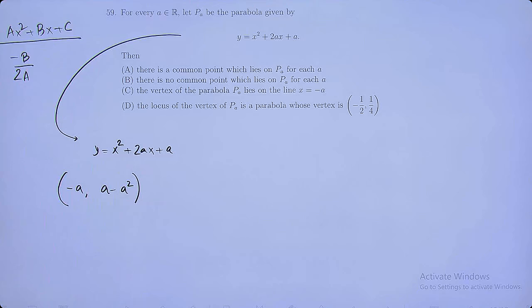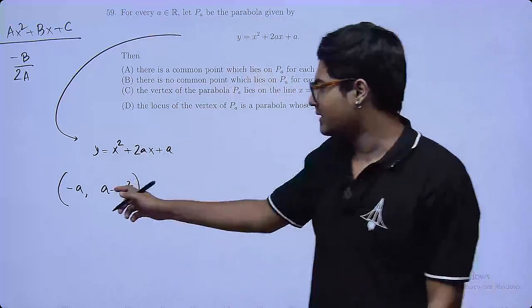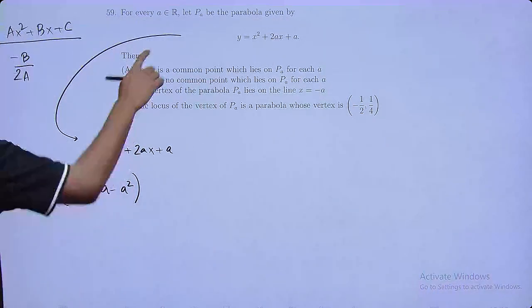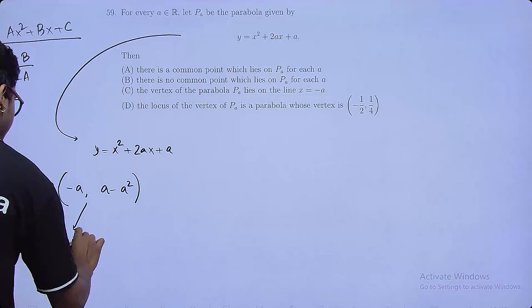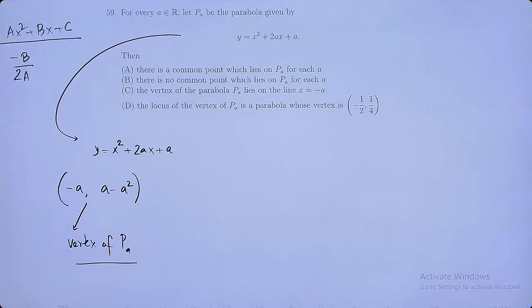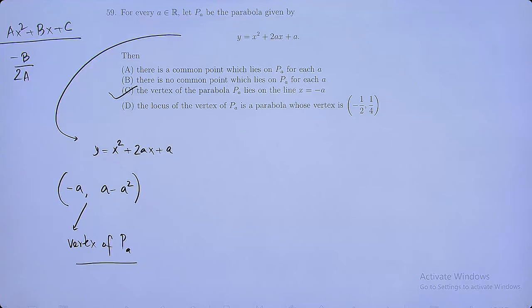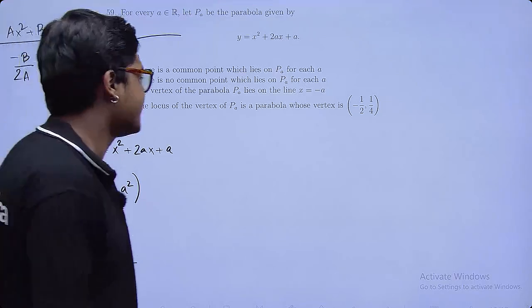Okay, cool. So this is the vertex of PA, right? Can we get any vertex? The vertex of parabola PA lies on the line x equal to minus a. So option C, we are directly getting it from here, right? Locus of the vertex of PA is a parabola whose vertex is minus half comma 1 by 4.